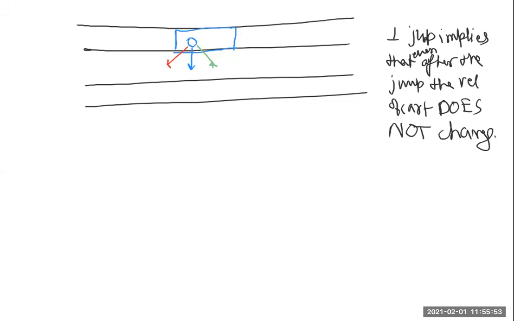But if the man jumps off perpendicular to the tracks, then the velocity of the cart along the tracks cannot change. Okay? And perpendicular to the carts, there is an external force. Okay? There is an external force, which is the normal reaction of the rail tracks, but we don't want to go into that.